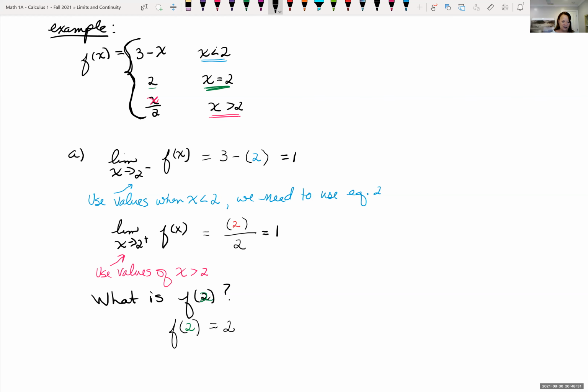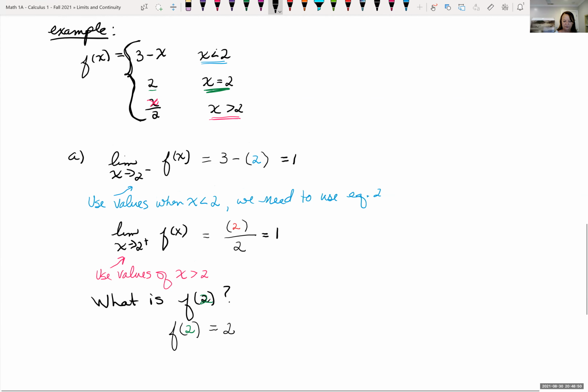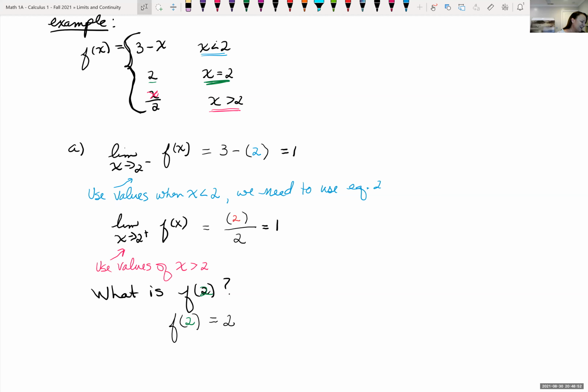So that actually brings us into, even though our limit exists at x equals 2, our function is actually not continuous at x equals 2. And that will bring us into a little bit later this week. That's how we show that a function is discontinuous at a value. We'll get more in detail again about that later this week.